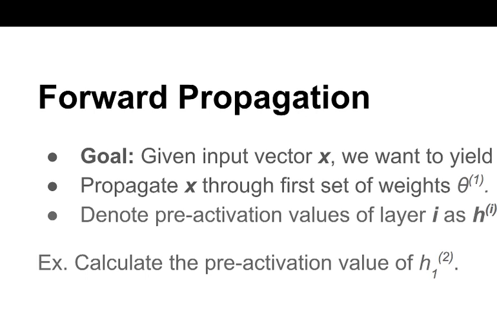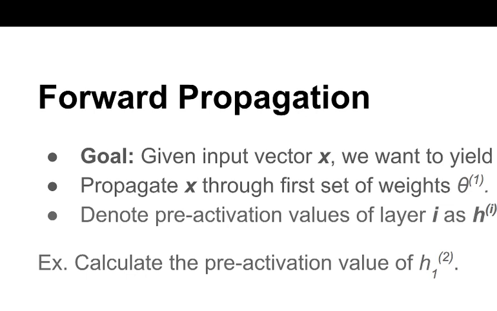Now that might sound a little confusing right now, but for this example we want to calculate the value of h1,1, right? What is h1,1? It's just the value of x1 times theta 1,1, plus x2 times theta 2,1, plus x3 times theta 3,1, right? So what you really have here is the sum from i equals 1 to 3 of theta i1 times xi, and that's exactly what we have up there. Does that make sense with everyone? If anything's unclear, just feel free to speak up.